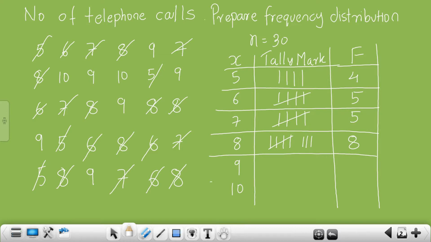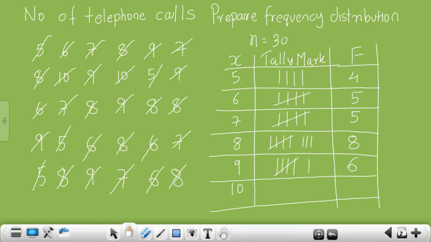Right. And similarly we'll proceed with the steps for 9. So 9, 1, 2, 3, 4, 5. Yes, that's it. So there are 6 values for 9, and hence we will put f equal to 6 for x equal to 9. And for the value of 10, it's 1, 2, and that's it. So for x equal to 10, it's 2, right?